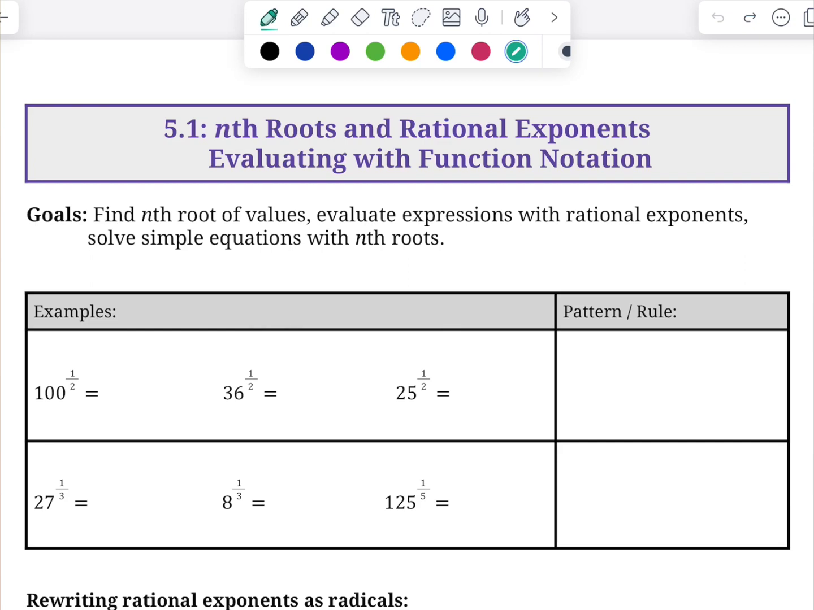Chapter 5 with 5.1 nth roots and rational exponents, along with evaluating with function notation.